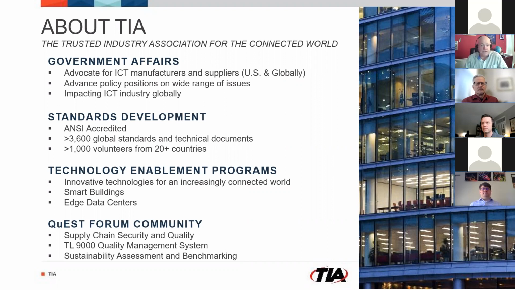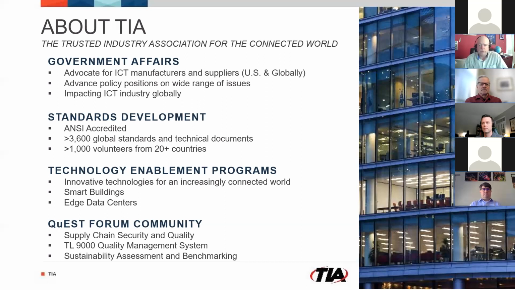And then finally, technology enablement programs. These are programs that are helping drive the technologies that are being fueled by 5G. A couple of examples are the data center community that we have, focusing on requirements and certification for data centers. And finally, why I'm here today, our Smart Buildings program.